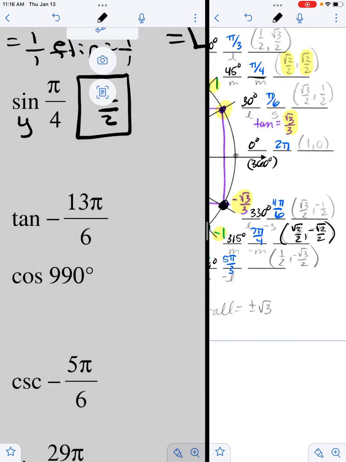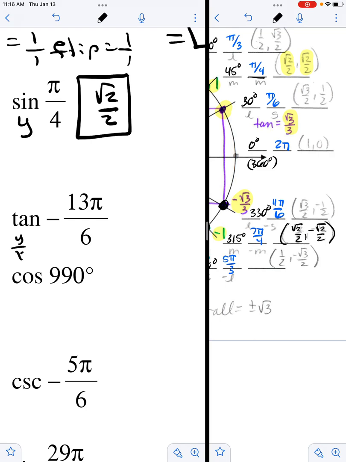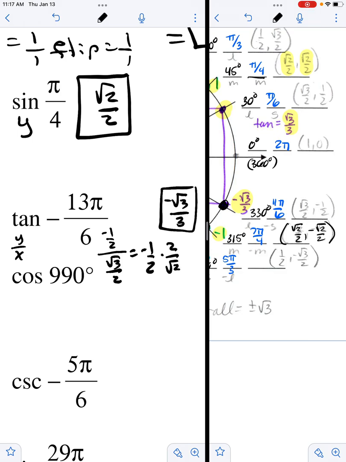So now that I've located my spot, I'm looking for my y over x. I do have it marked as the negative root 3 over 3, so I already know that's my answer. But for those of you who are trying to figure out where that came from, it would have been from my y, which is negative 1/2, over my x, which is root 3 over 2. I take the top multiplied by the reciprocal of the bottom. 2's cancel. So I would be at negative 1 over root 3. I'd have to rationalize. So then I'd be at negative root 3 over 3.